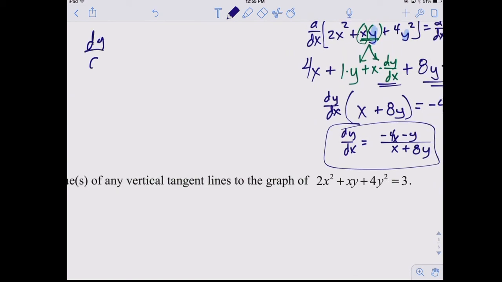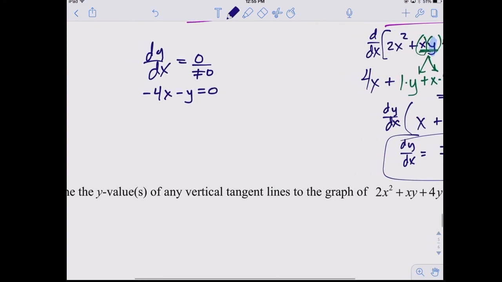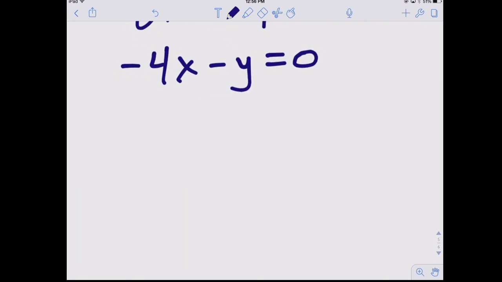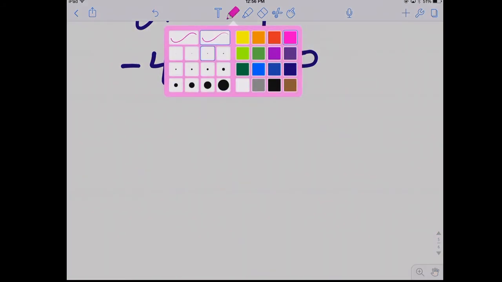So dy/dx, and again, you could say equals 0, or you could say 0 over non-zero, whichever you prefer. It is a quotient. The next line after that, you're going to go ahead and say negative 4x minus y equals 0. Now, looky there. We're kind of back in the same situation we were in on the previous problem, right? We have one equation with 2 unknowns. What do we do? Solve it for either variable. Now, which variable is easier to solve for? Definitely the y.